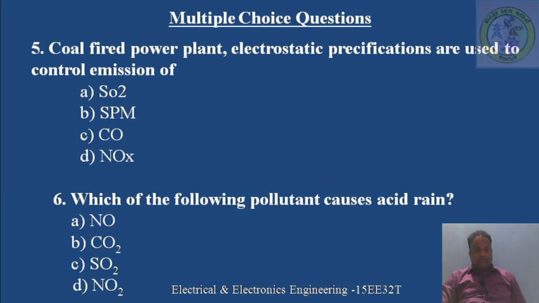Sorry, it is not nitrogen dioxide, it is sulfur dioxide. Sulfur dioxide is the pollutant which causes acid rain. Therefore, the correct answer is sulfur dioxide, SO2. Sixth one, SO2, sulfur dioxide.